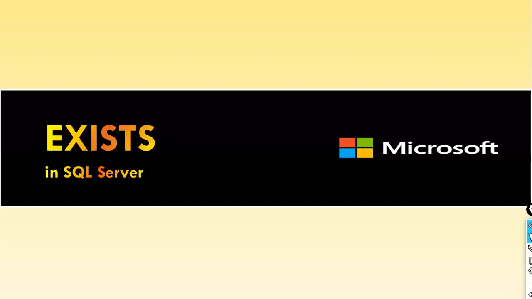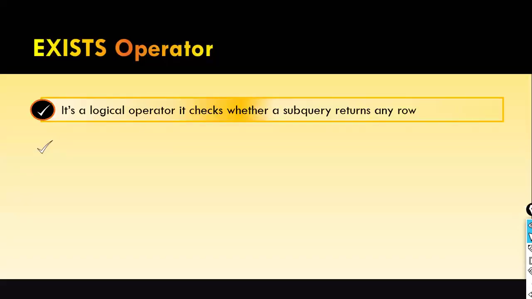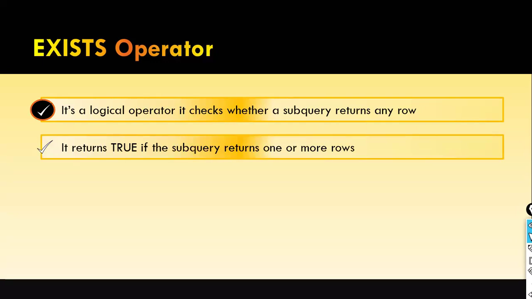Next topic is the EXISTS operator in SQL Server. It is a logical operator. It checks whether a subquery returns any row. It returns true if the subquery returns one or more rows. So the EXISTS operator returns true.